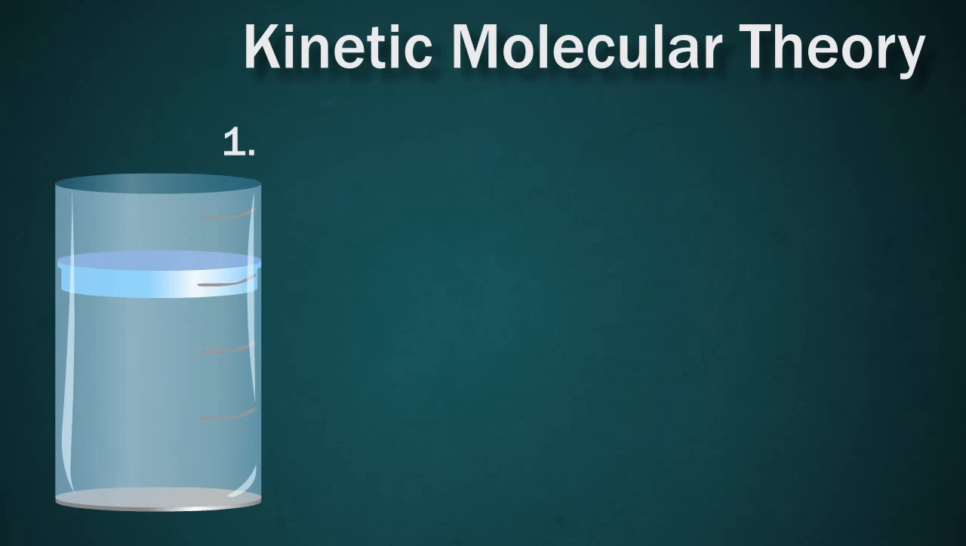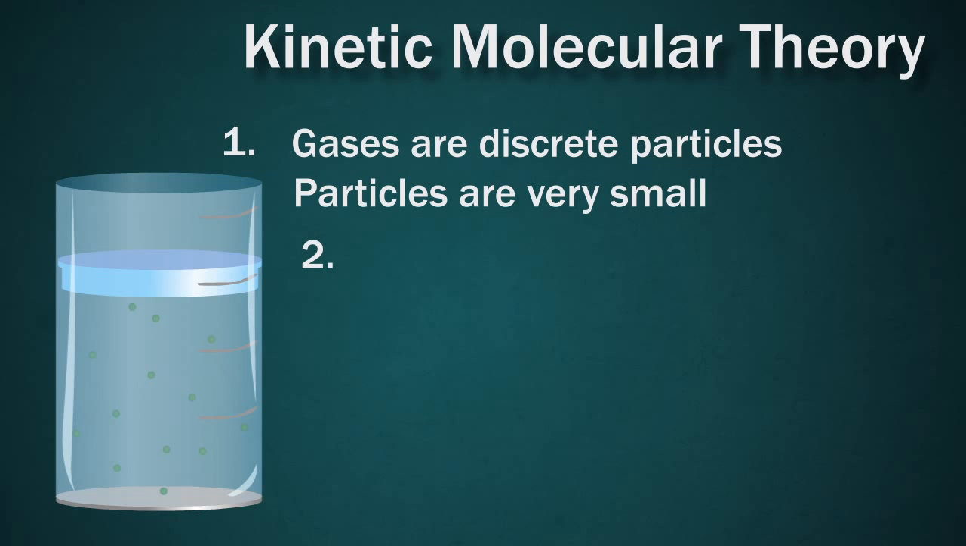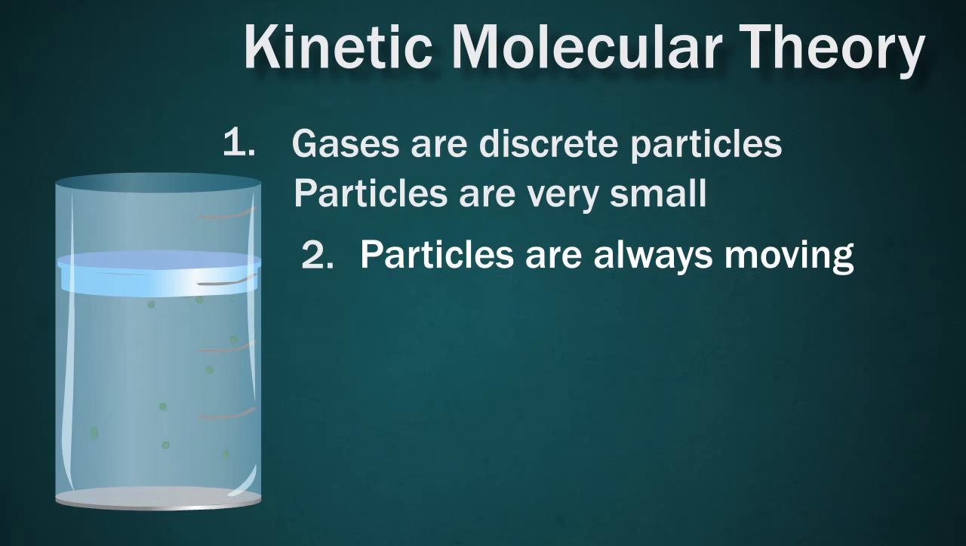The first is that gases are discrete particles, and those particles are very small. So that is, of the total volume, the particles occupy very little space. The second is that those particles are always moving. And so they're not fixed in space, but they're always traveling around and occupying different parts of the volume.